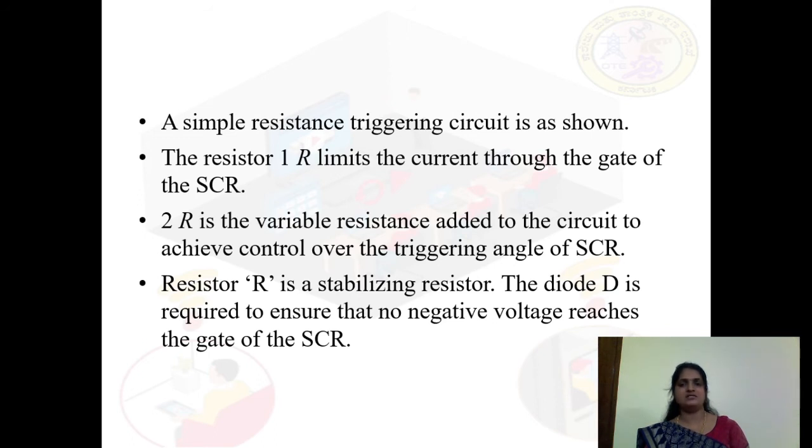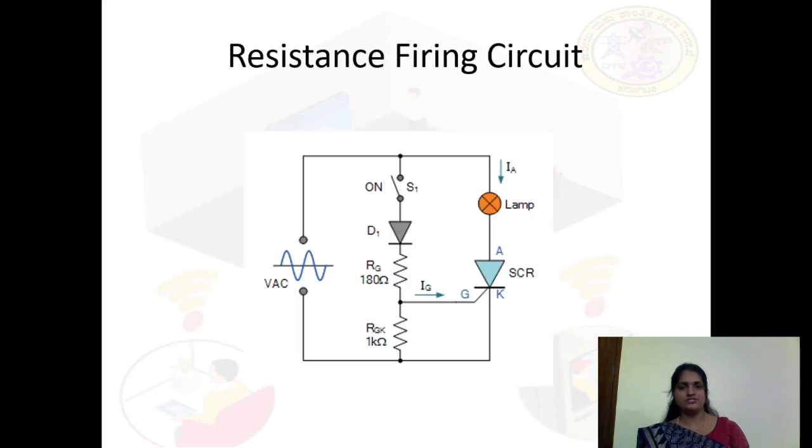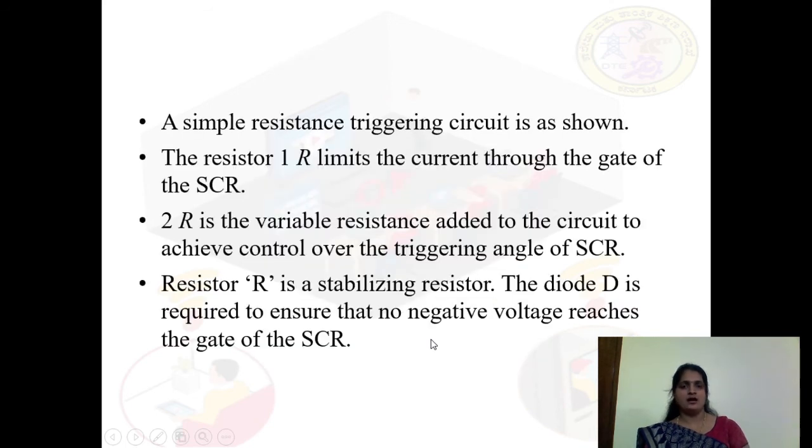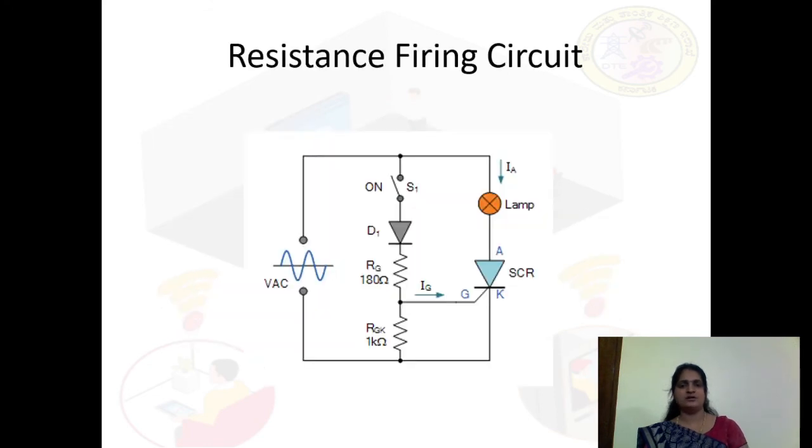And here the resistor R is a stabilizing resistor, and the diode D1 is required to ensure that no negative voltage reaches the gate circuit. One resistor is to limit the flow of the gate current, and the other is to achieve control over the triggering angle of the SCR. So this is the information about the resistance firing circuit.